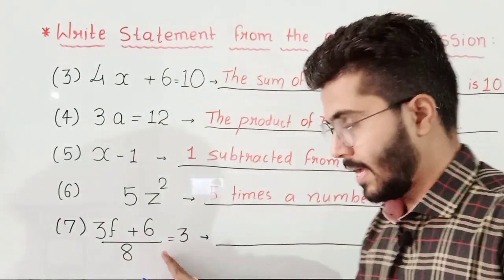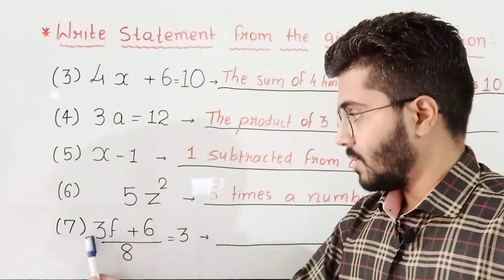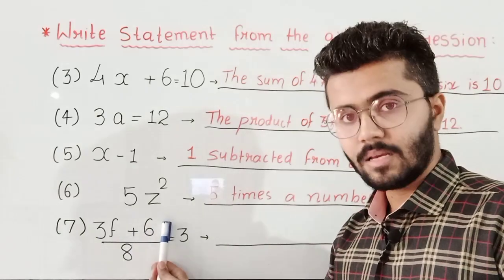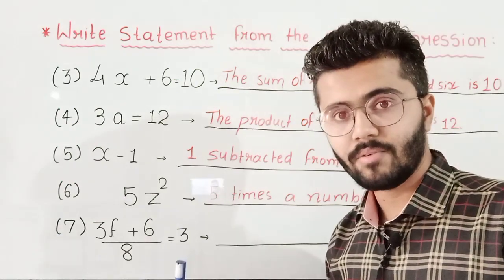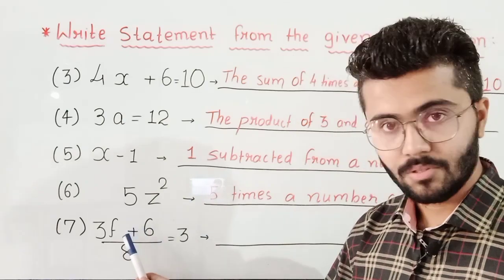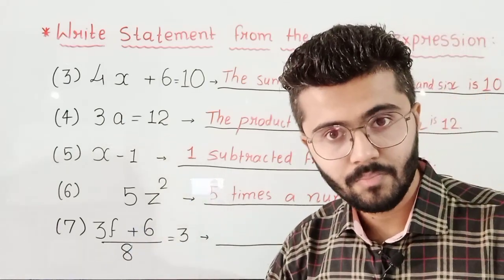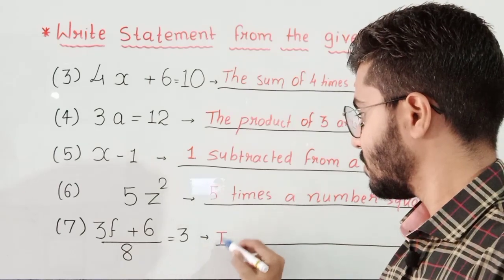Now next, it seems quite difficult, but it is actually not. 3f plus 6 upon 8 gives 3. So how can we write this? What is the first operation? Addition. So can we write the sum? Yes, we can write the sum of whom?